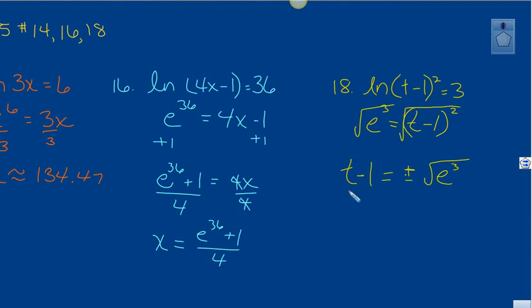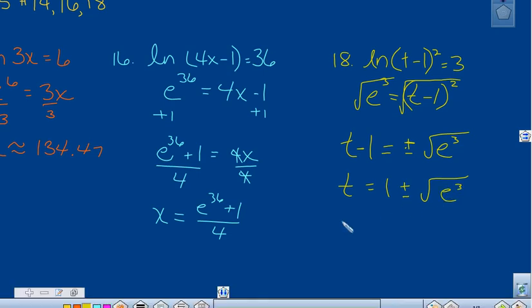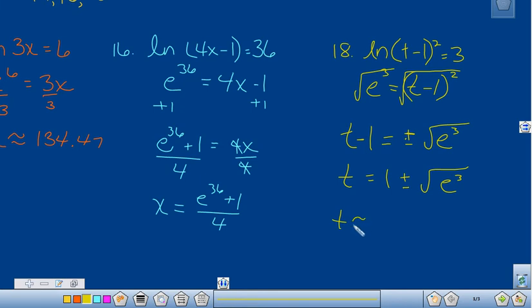Again, now what we're trying to do again is to isolate t. So we will add 1 to both sides, and we get t is equal to 1 plus and minus the square root of e cubed. Now, what you'd want to do if they were looking for approximations is you'd want to put this into your calculator as is, and you'd have to give both answers.